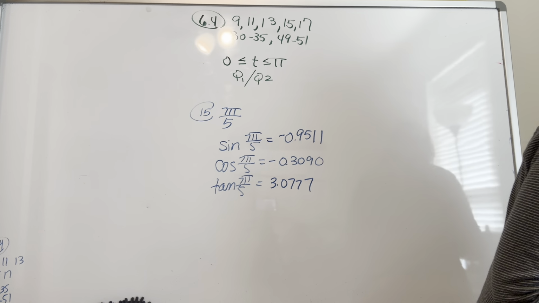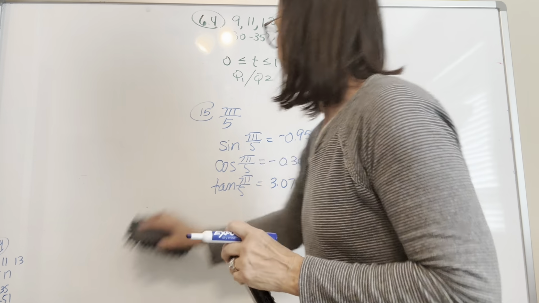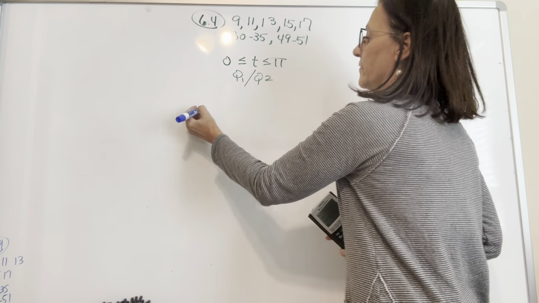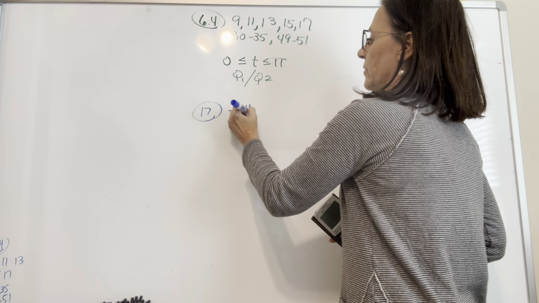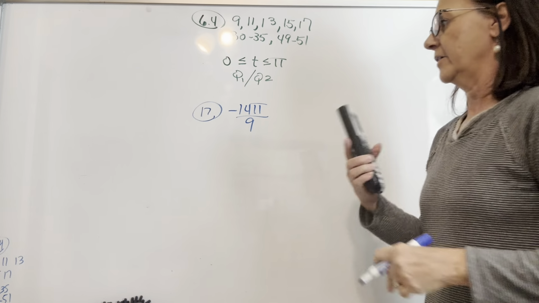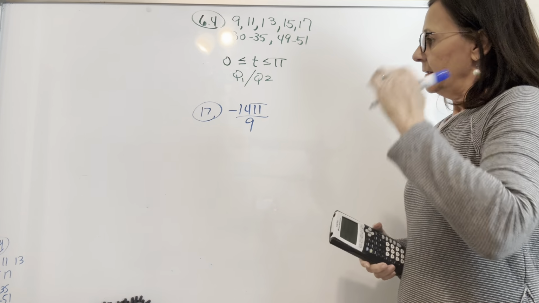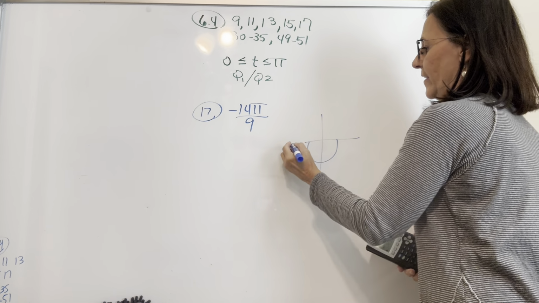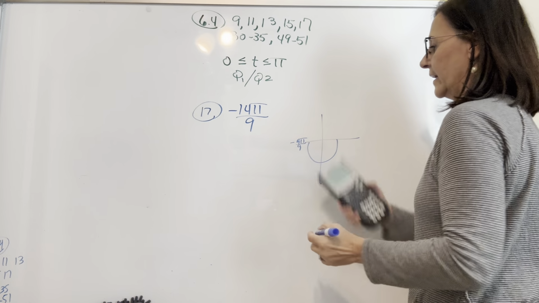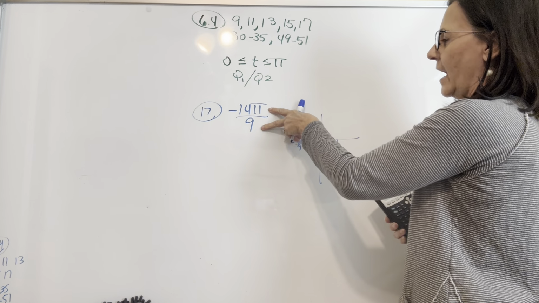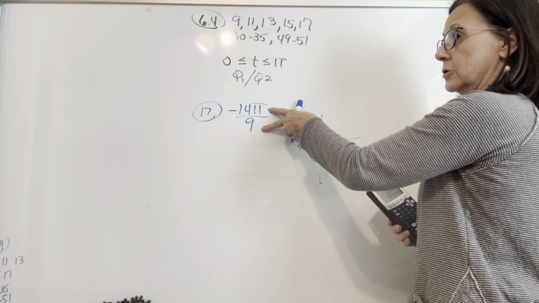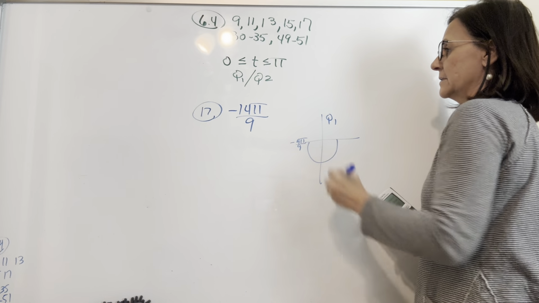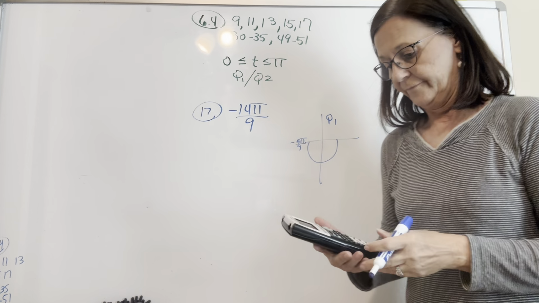Probably the same thing with 17, but it's negative 14. So 17 is negative 14 pi over 9. Okay, if I take a whole pi away, so I'm rotating backwards, all right? So that's negative 9 pi over 9. I've got to go another 9, but that only leaves me 5/9, which is a little over a half. So I'm expecting it to be in quadrant 1. I'm expecting all of them to be positive, all right?